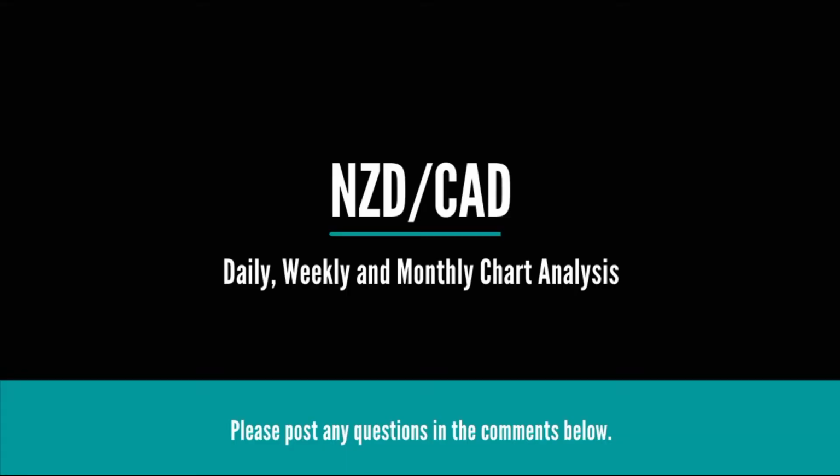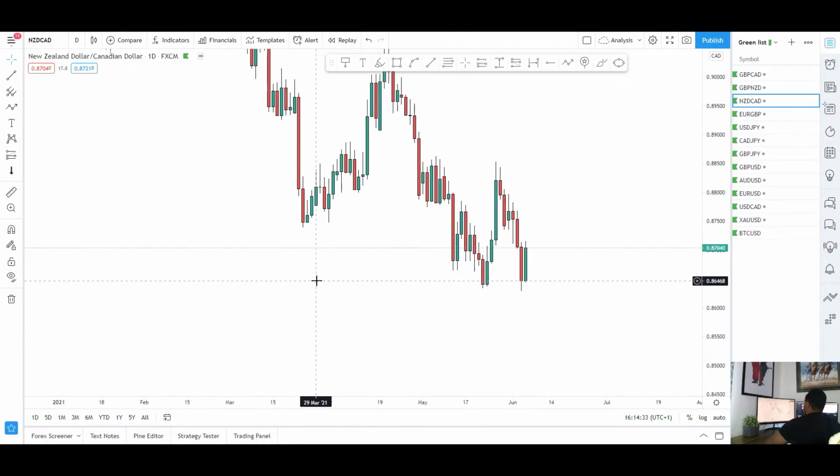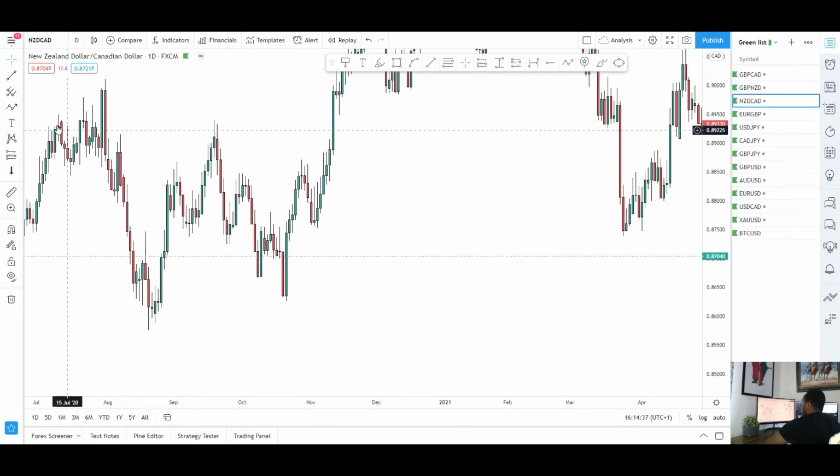Now let's take a look at NZD CAD. Okay, so for NZD CAD this week, as you can see, we did roll over to the downside back into these lows here, and price was looking quite bearish throughout this week, pretty much for NZD CAD.